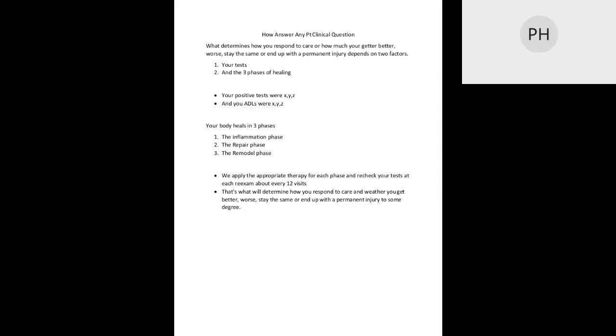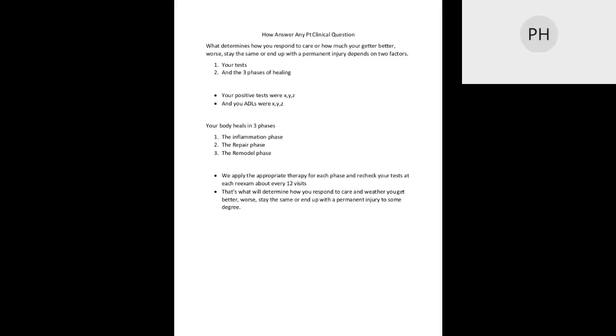So this is what you need to remember. I'll go through the long cycle and then I'll come back and paraphrase it. So let's say the patient asks a clinical question. What determines how you respond to care, or how much better you get, worse, or stay the same, or even end up with a permanent injury? It depends on 2 factors. One is your positive test, and one is the 3 phases of healing.